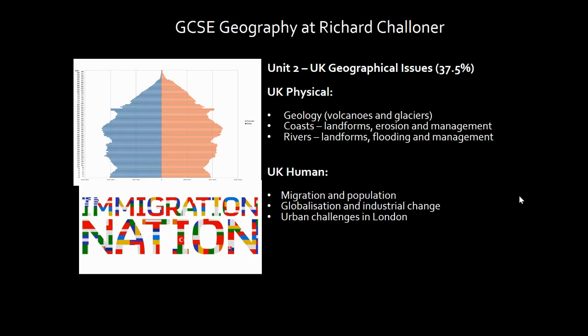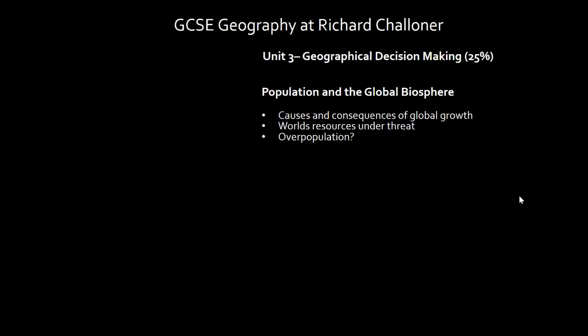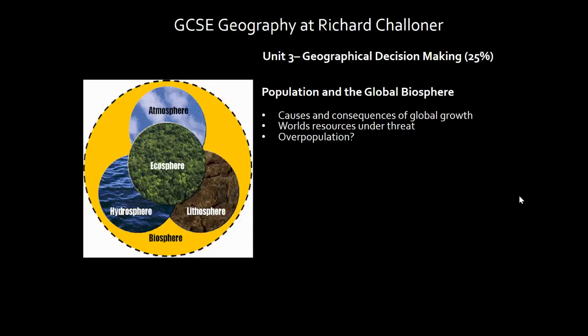We then focus a case study on urban challenges in London. So what is happening in London at the moment? What challenges do those regions face? So finally, paper 3 is my favourite paper at Geography GCSE, and this is a decision-making paper.